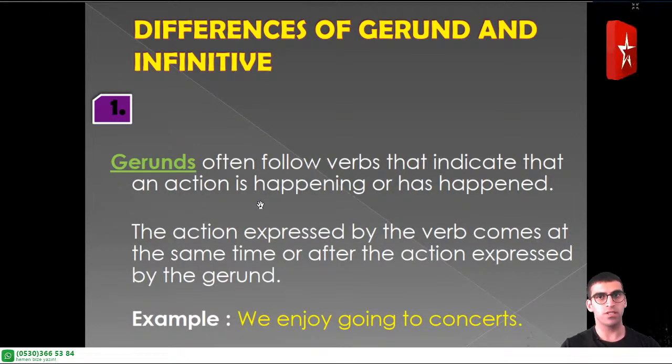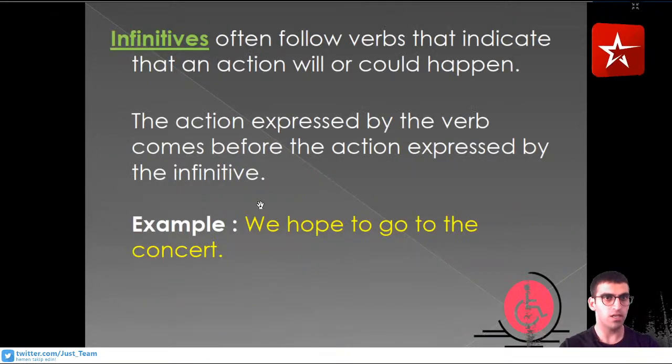Differences of gerund and infinitive. Gerunds often follow verbs that indicate that an action is happening or has happened, like something is happening or something has happened. The action expressed by the verb comes at the same time or after the action expressed by the verb. For example, we enjoy going to a concert, okay? But what about the infinitives? Infinitives often follow verbs that indicate that an action will or could happen. Okay, it's related to future. We hope to go to the concert.